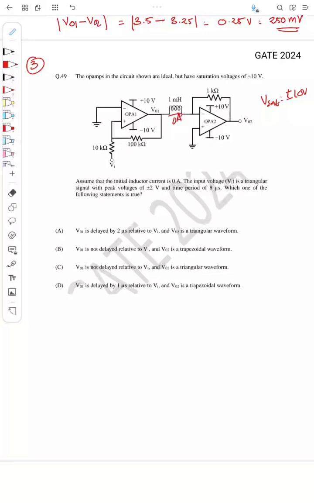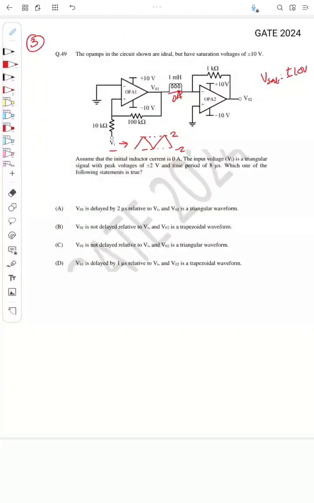current through this inductor. The input voltage Vi is a triangular signal with peak voltage plus or minus 2 volt and the time period of 8 microsecond. Which one of the following statements is true? So the question is, Vi is a triangular voltage like this, and the peak is, this is at 2 volt and this is at minus 2 volt, given the current through inductor is 0.